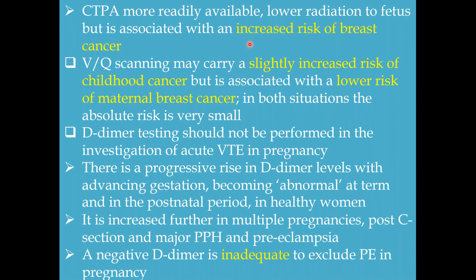So CTPA has increased risk of breast cancer, and VQ has slightly increased risk of childhood cancer. This is the differentiation between CTPA and VQ. D-dimer testing should not be performed in investigation of acute VTE in pregnancy, as there is a progressive rise in D-dimer level with advancing pregnancy, becoming abnormal at term and in the postnatal period in healthy women. It is increased further in multiple pregnancies, post cesarean section, major postpartum hemorrhage and preeclampsia. A negative D-dimer is inadequate to exclude PE in pregnancy. So it has no role in case of DVT or VTE in pregnancy.